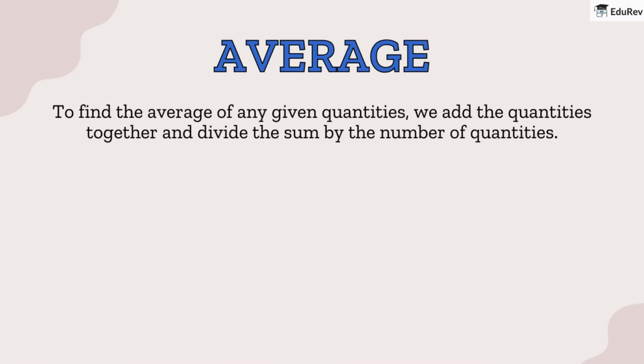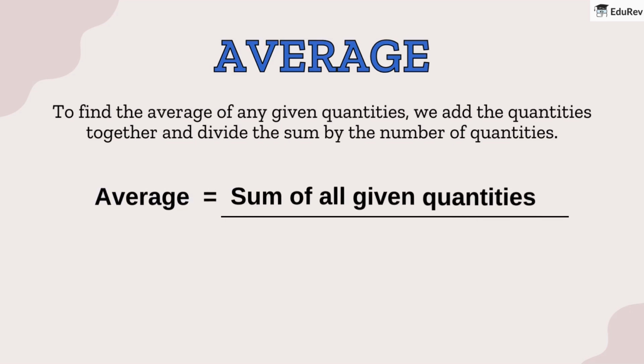To find the average of any given quantities, we add the quantities together and divide the sum by the number of quantities. Average is equal to sum of all given quantities divided by number of quantities.